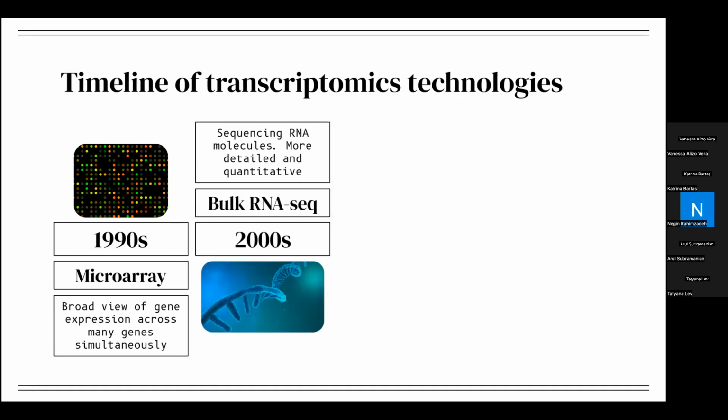And then in the 2000s, they came out with what is now known as bulk RNA sequencing. This basically involves sequencing actual RNA molecules, whereas with microarray, you have probes hybridizing to your genes of interest. So bulk RNA sequencing is a lot more detailed and quantitative, but it takes your whole sample together. So you're not looking at single cell resolution at this point. So you're still missing a lot of important information if your sample is heterogeneous.